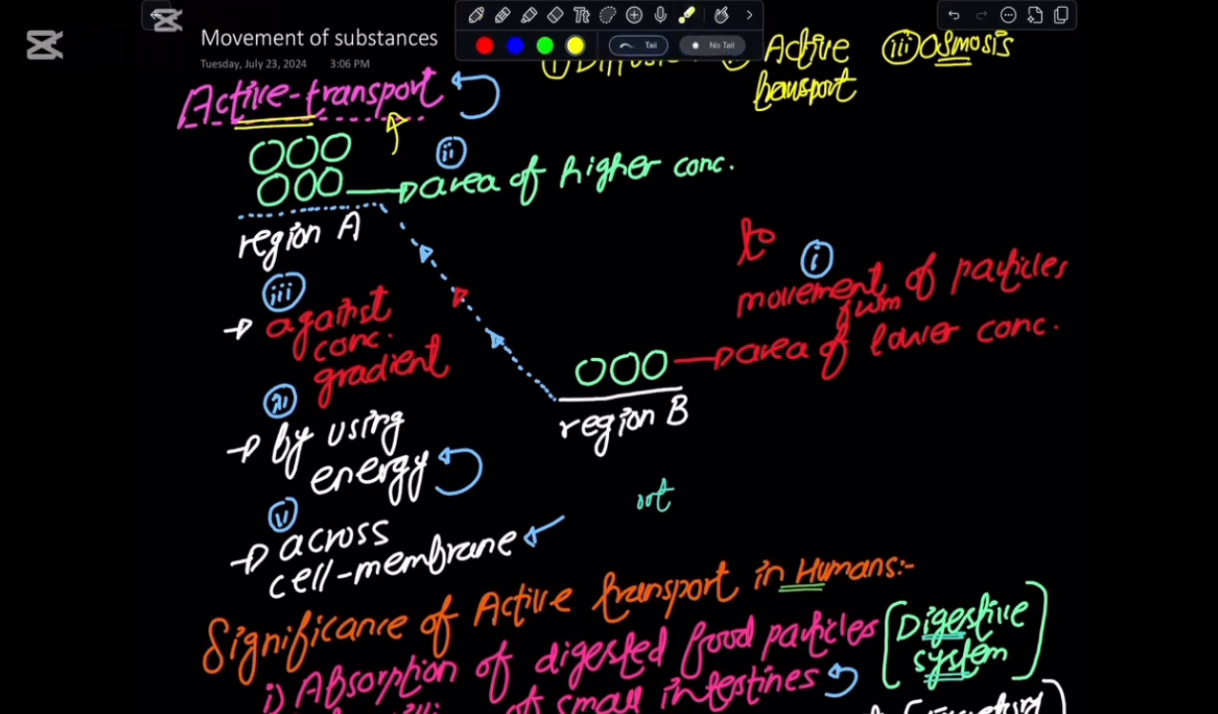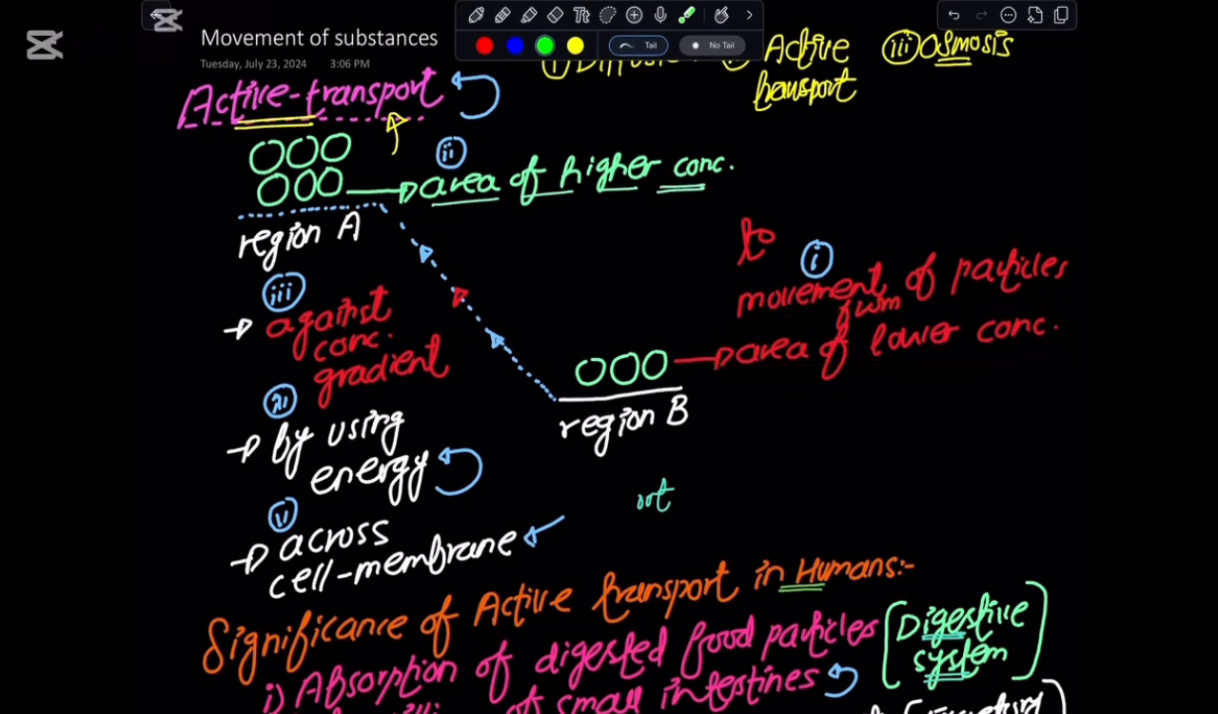Now, as before, you have to see that here we have the particles, and there are more particles in region A. Any area which has more particles would be regarded as an area of higher concentration. And if you look toward region B, here we have fewer particles. So where we have fewer particles, this would be regarded as an area of lower concentration.